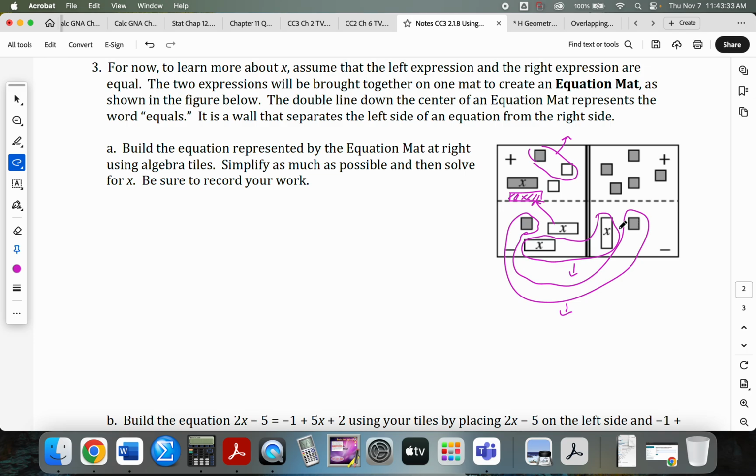We can add tiles. I'm going to add a unit tile on this side and a unit tile on this side. Why do you think I want to do that? So you can get rid of those. Right, we can get rid of these now because that's a zero pair. So now I've got 2x compared to 1, 2, 3, 4, 5, 6. Well, if 2x is equal to 6, how much does x have to be? It's got to be 3.